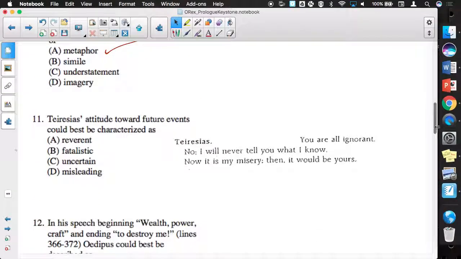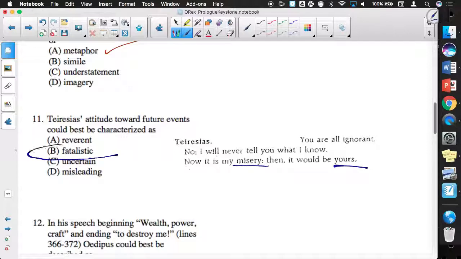Tiresias' attitude toward future events could best be described as, I put this as an example here, you could have picked a couple. You are all ignorant. No, I will never tell you what I know. Now it is my misery, then it would be yours. Misery is coming to you. There's nothing you can do about it. He is being fatalistic, where essentially there is no hope. It is what it is.